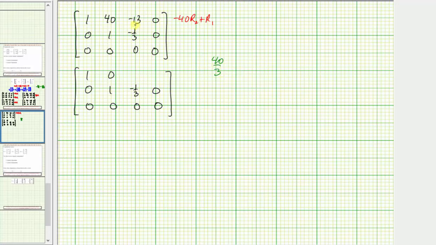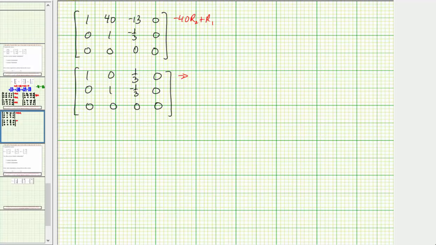And then plus negative 13, or minus 13 over 1, common denominator of 3. So our denominator is 3. The numerator is 40 minus 39, which is 1. So we have 1/3 and then 0. So now the augmented matrix is in reduced echelon form. We already know there's a non-zero solution.